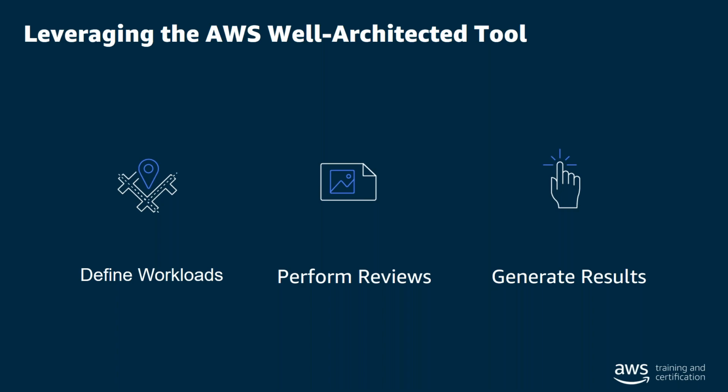You can generate a result, which basically gives you a PDF document that contains all the results of what the best practices were that you said you implemented, the ones that you said you didn't, with links off to the improvement plans for how to improve everything. And you can download that and share it.